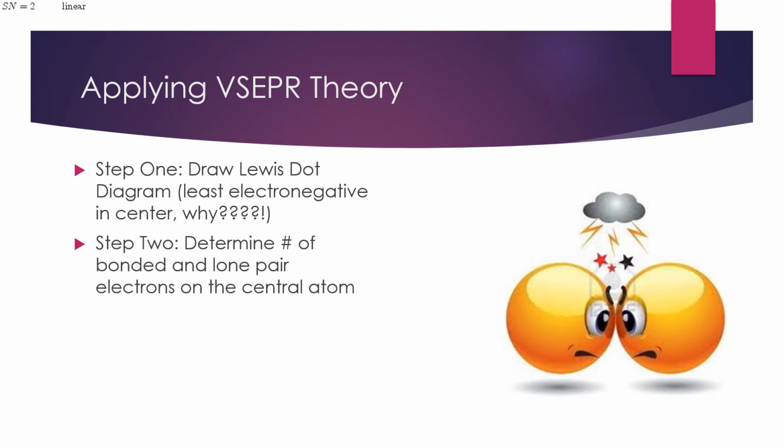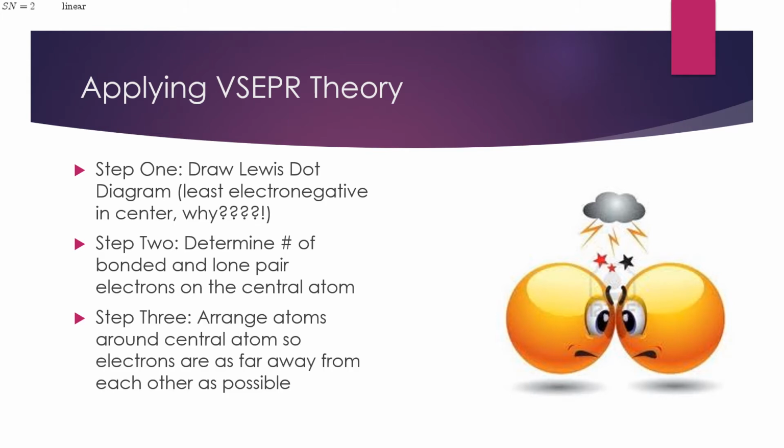Step 2, determine the number of bonded and lone pair electrons on the central atom. And step 3, arrange the atoms around the central atom so electrons are as far away from each other as possible. So step 2 is the crucial step that determines the shape. And I'm going to be recapping this throughout the lecture. Okay, so step 2, determine the number of bonded and lone pair electrons on the central atom. That is the crucial step.